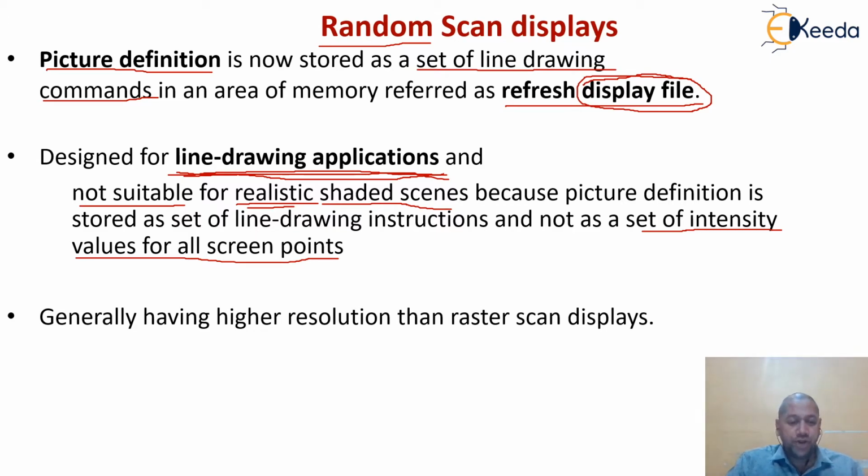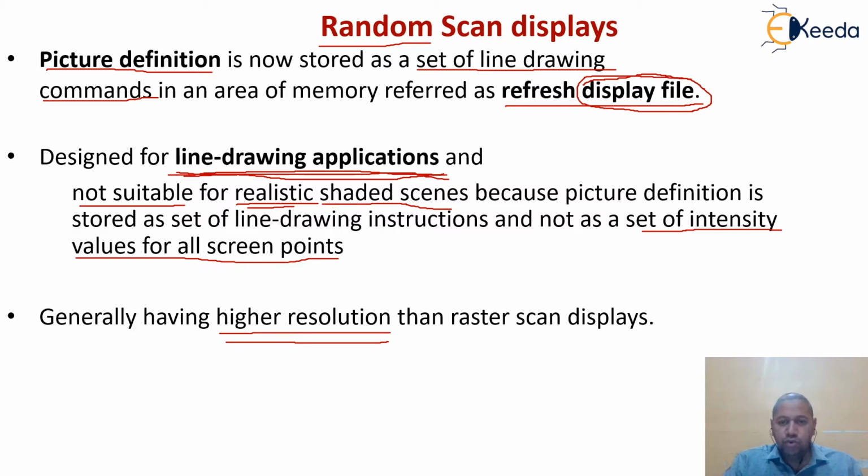And as I just mentioned, the random scan display generally has a higher resolution, as well as a higher drawing speed. Picture drawing speed is very high compared to the raster scan display. So these are the two advantages: higher resolution and higher drawing speed compared to the raster scan display. But one drawback, or demerit, is that they are not suitable for realistic shades or realistic scenes. So this is what is meant by the random scan display.